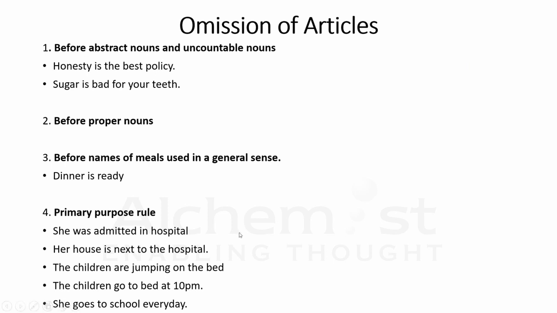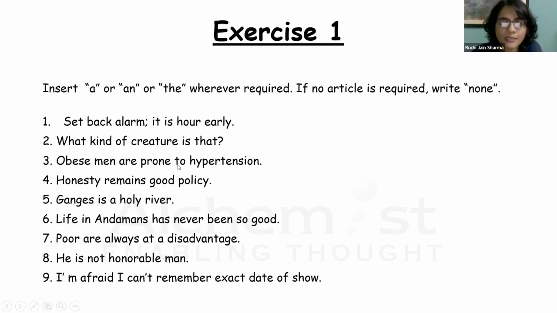Okay, good. Then, if everything is clear and there are no doubts, let's do one exercise. This is not the type of question format that you will get in your exam. Okay, but this is basically to strengthen your concept. So insert a, an, or the wherever required. If no article is required, write none. Okay, so these are 9 sentences. Just do it quickly in 5 minutes, right? Let me know once you're done.